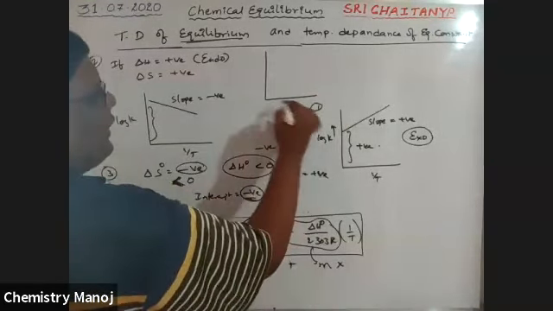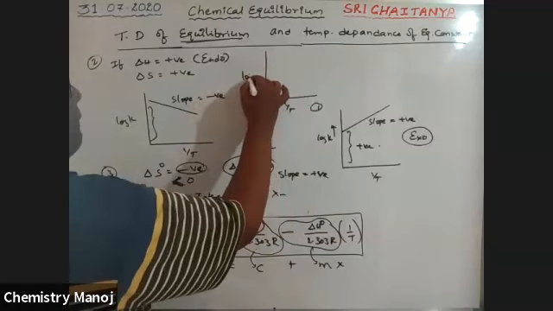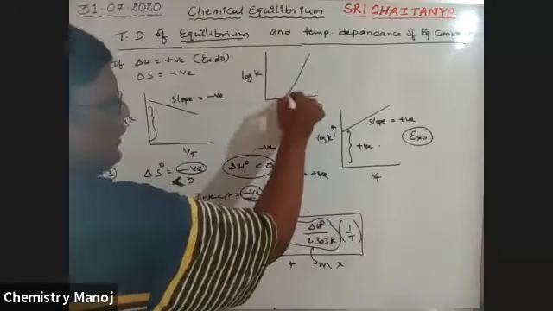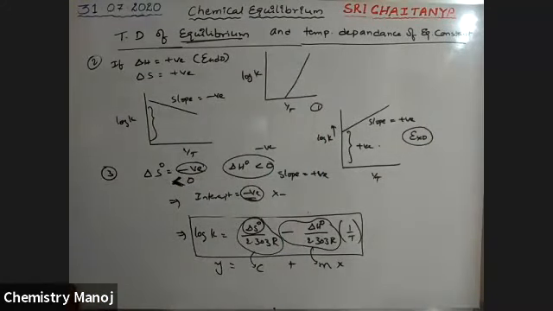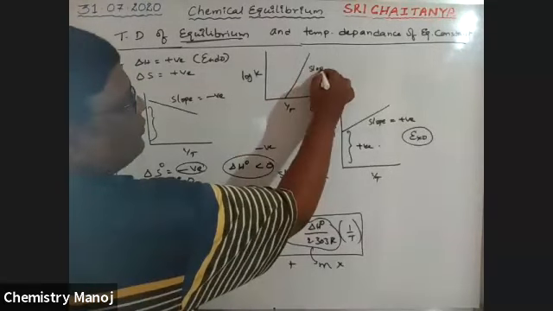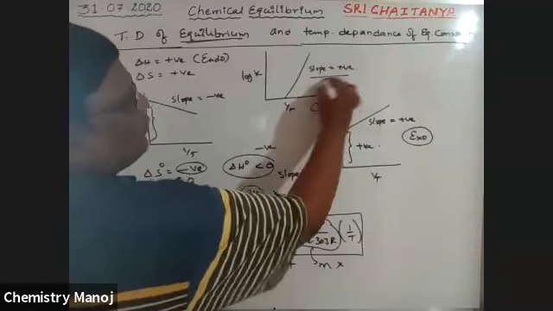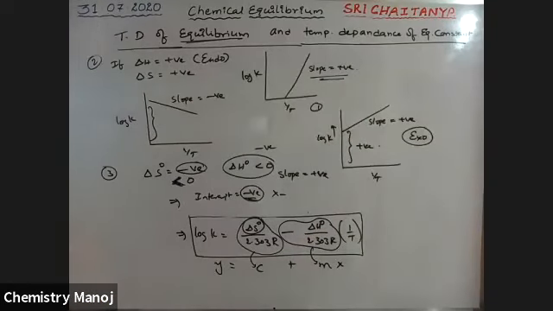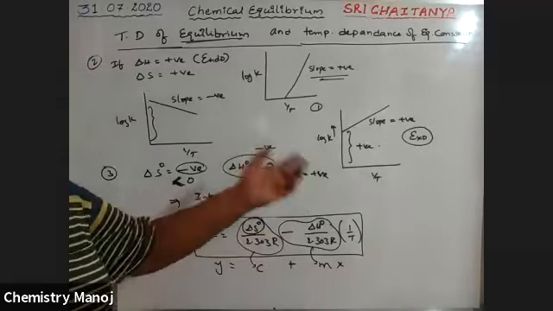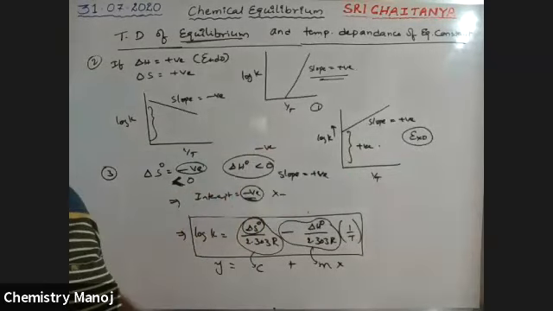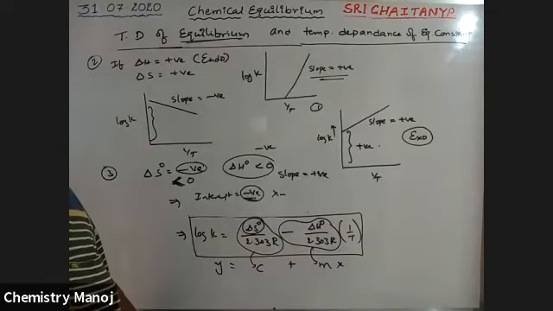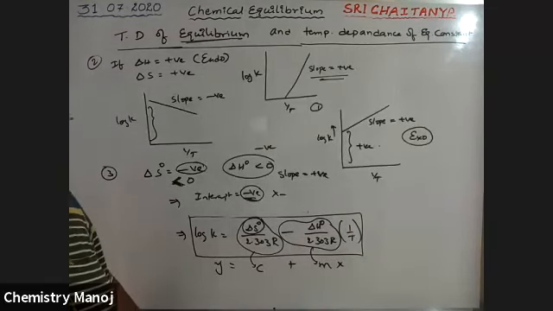It is 1 by T on the x-axis and log K on the y-axis. So it is like this, with an x-intercept. So the slope is positive. So these are the different varieties of graph styles. In most cases, for advanced purposes, these are very, very important.